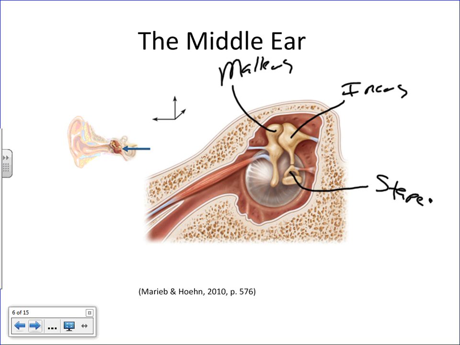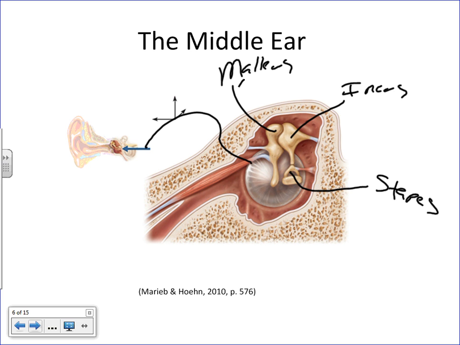Okay. Now remember before we said that as sound waves come in, they strike the eardrum. So basically we're looking at the eardrum from the middle ear looking out. What happens is this eardrum is going to vibrate. Okay, the eardrum is going to vibrate.